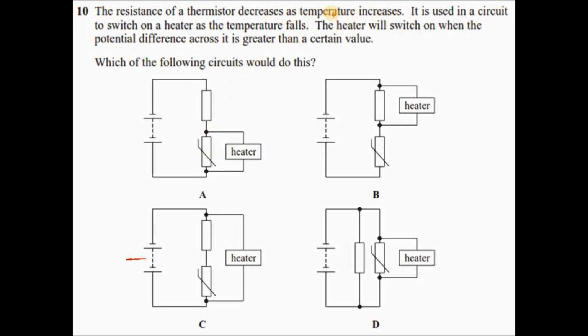And the easy way is, because we need to control temperature with the help of the thermistor, we should attach the heater with the thermistor. So if, due to a change in temperature, the resistance of the thermistor changes, the voltage across the thermistor is going to change. That's why the voltage across the heater is going to change. So the option is A.